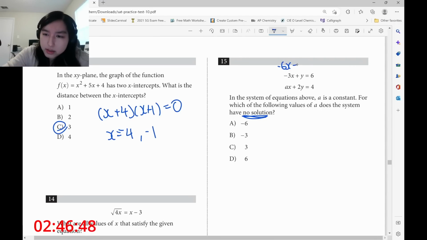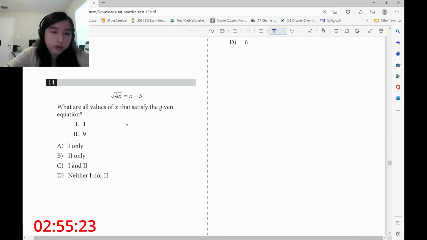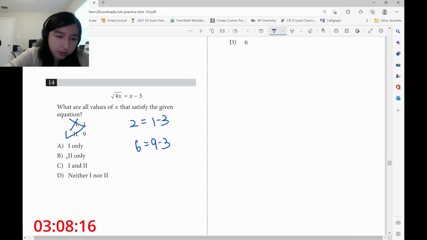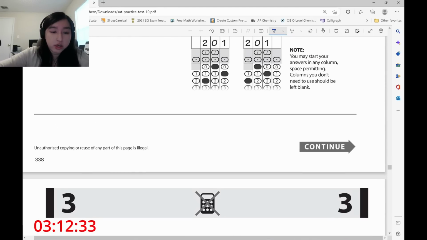Negative 6x plus 2y equals 12. A has to be negative 6 then. What satisfies? So if x is 1, 2 equals 1 minus 3, not true. 36, square root of 36 is 6. 6 equals 9 minus 3, that is true. It's going to be B. I only. Did I do that one? Yes, I did. Alright, next section.